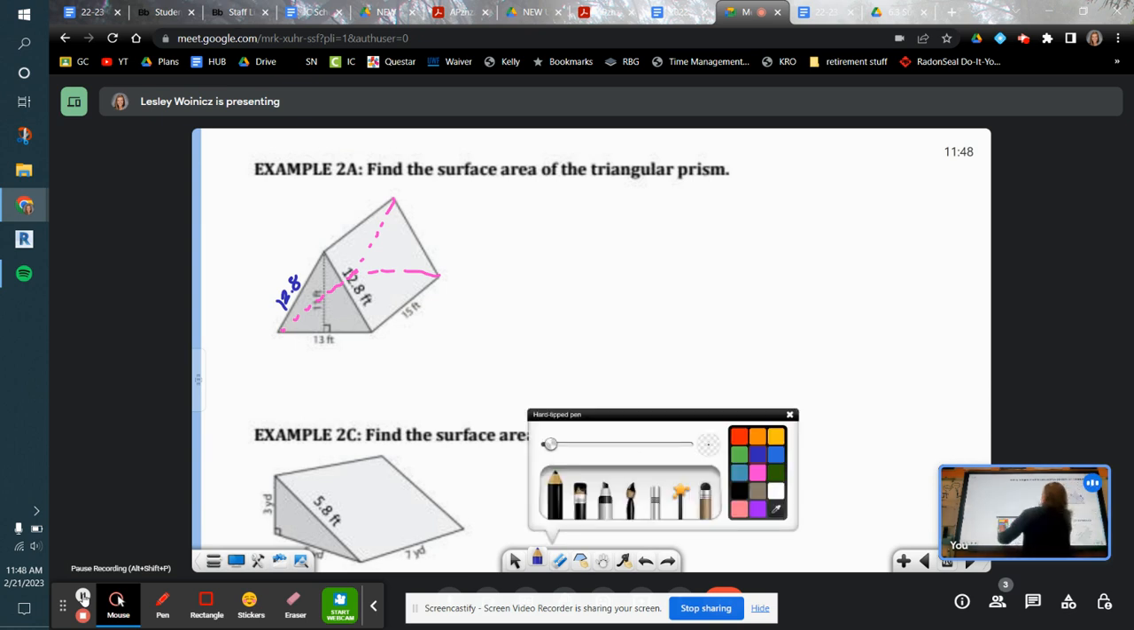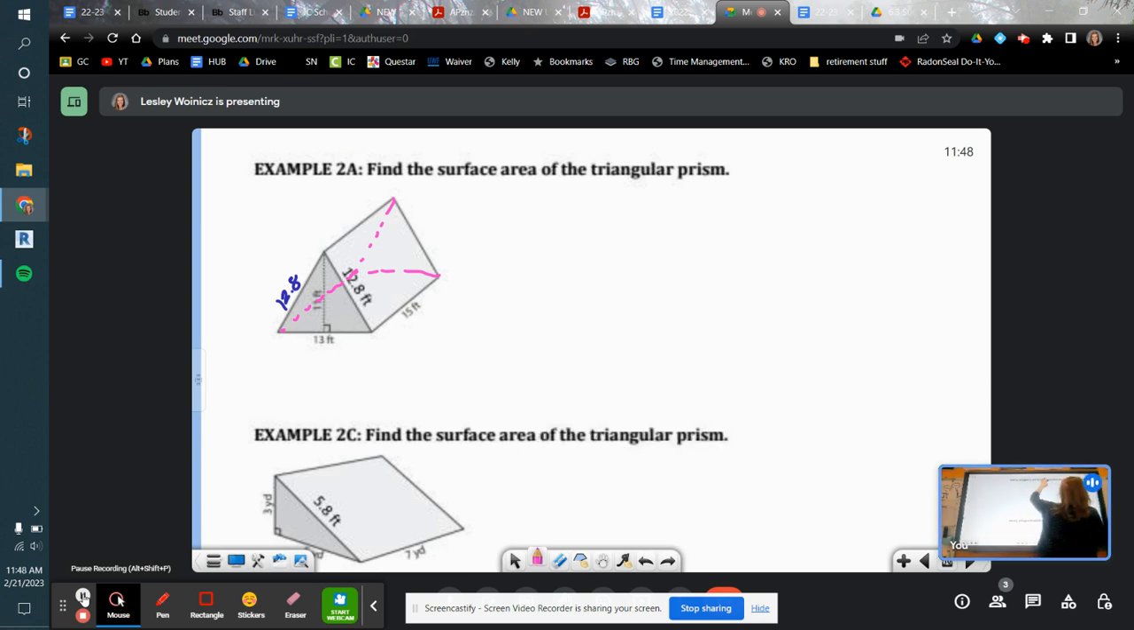All right, so our surface area is going to be 2 times the area of our base, which is 1/2 times our 13. Oops, I wrote 12.